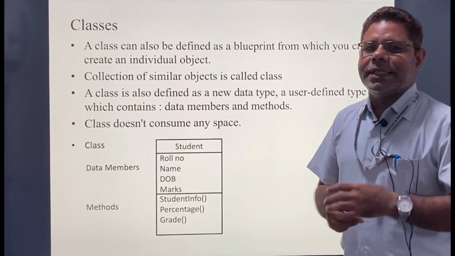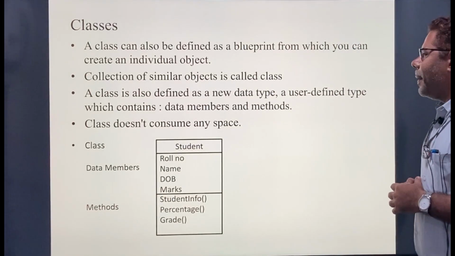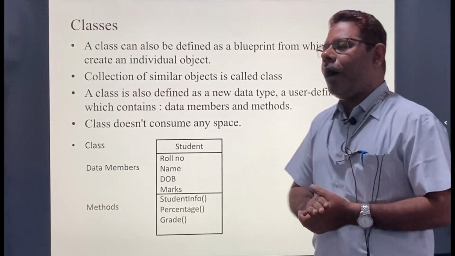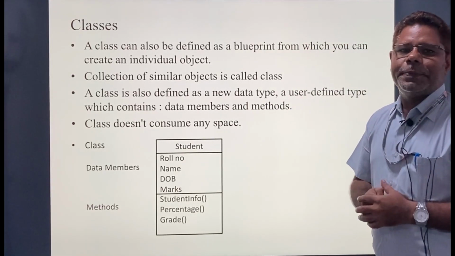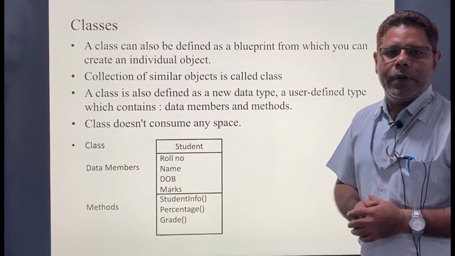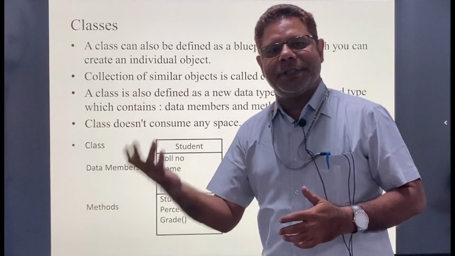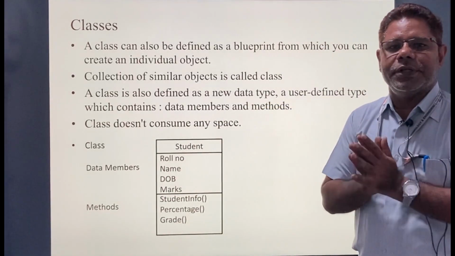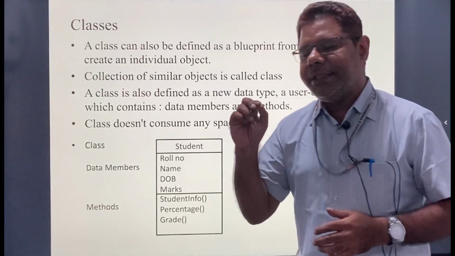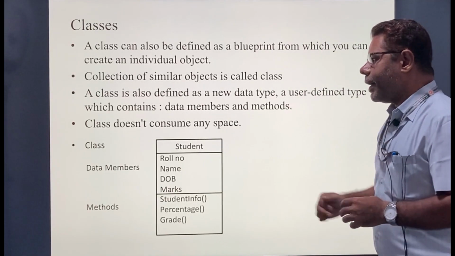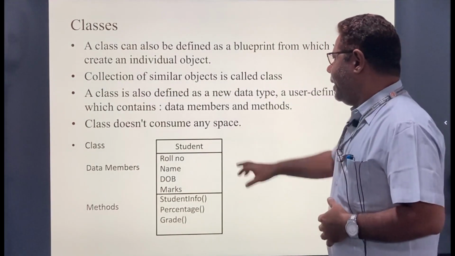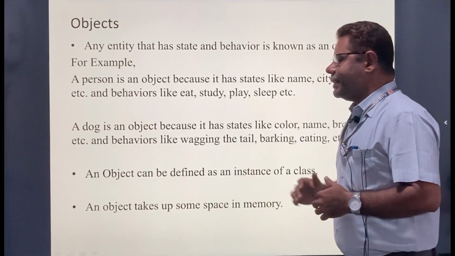So a class is a blueprint or plan, and from the blueprint we can develop any number of objects. The collection of similar objects is called a class. For example, we are constructing a number of houses. The collection of all these houses is called simply a class. A class is also defined as a user defined data type or a new data type. A class contains data members and methods.